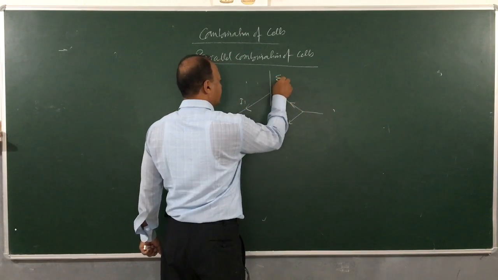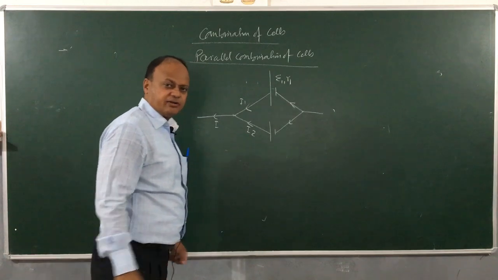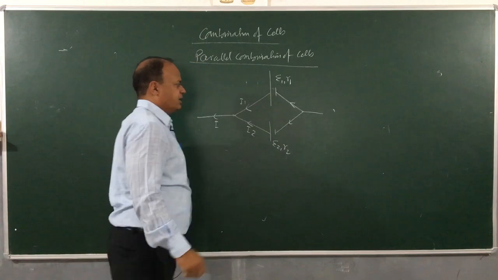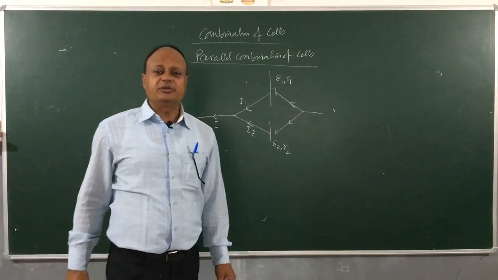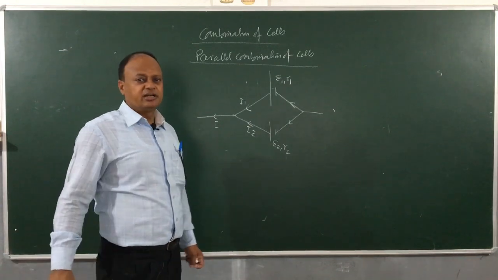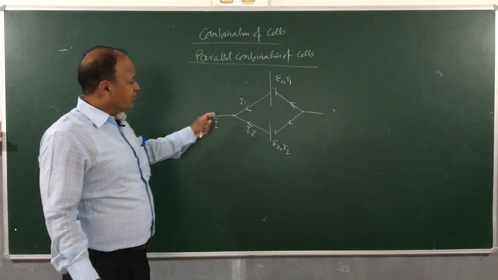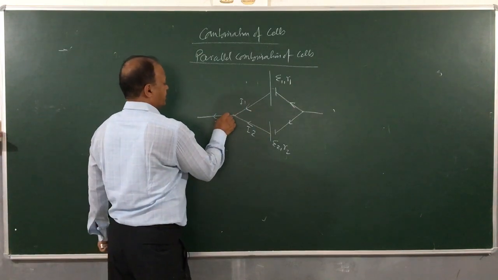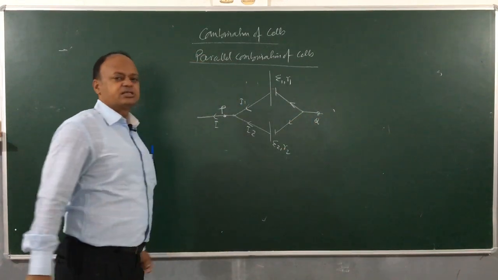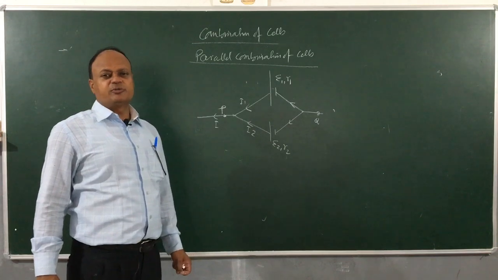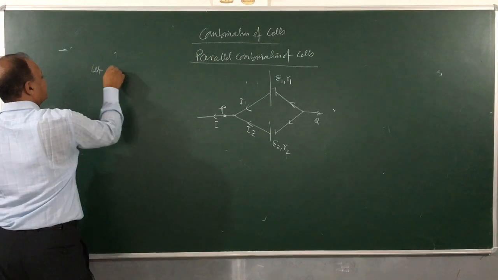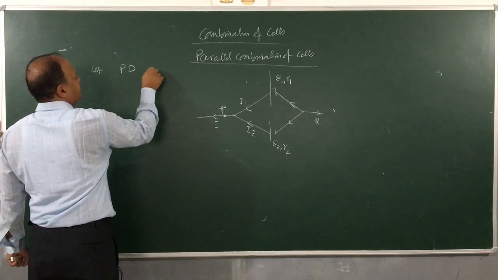First cell EMF is E1, internal resistance how much? R1. Second cell E2, internal resistance how much? R2, right? So here we will try to calculate what will be the equivalent EMF and what will be the equivalent internal resistance. Okay. Now in parallel combination, children, suppose just take one point here as P, I take another point here as Q. Then you know that potential difference across both the cells will be what? Same, right? So I will say let potential difference is equal to V.